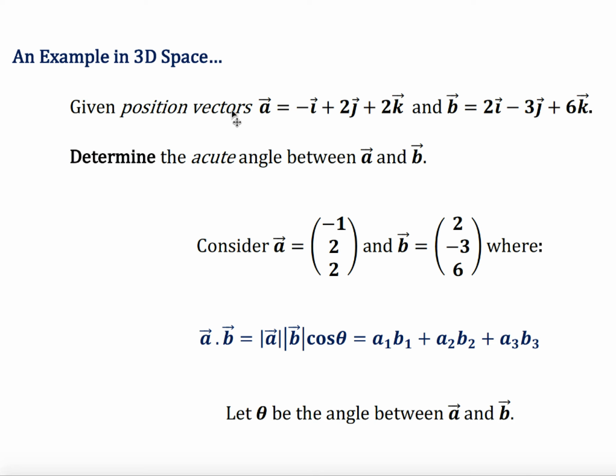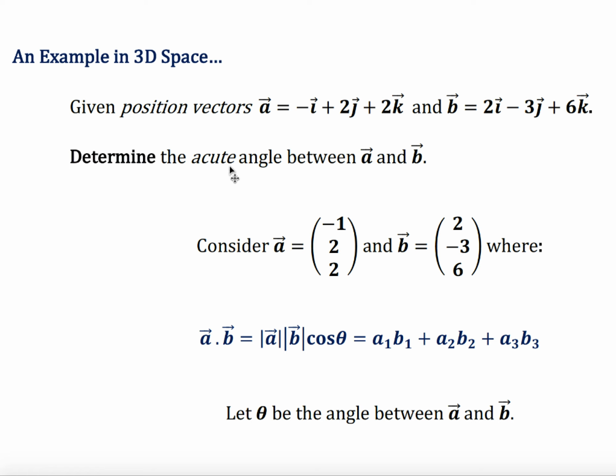Let's move it to 3 space. So let's say we're given position vectors of A and B respectively that look like this with the ijk form. I find the ijk form to be sort of superfluous in terms of just having to write i, j and k too often, and especially in more complex settings.